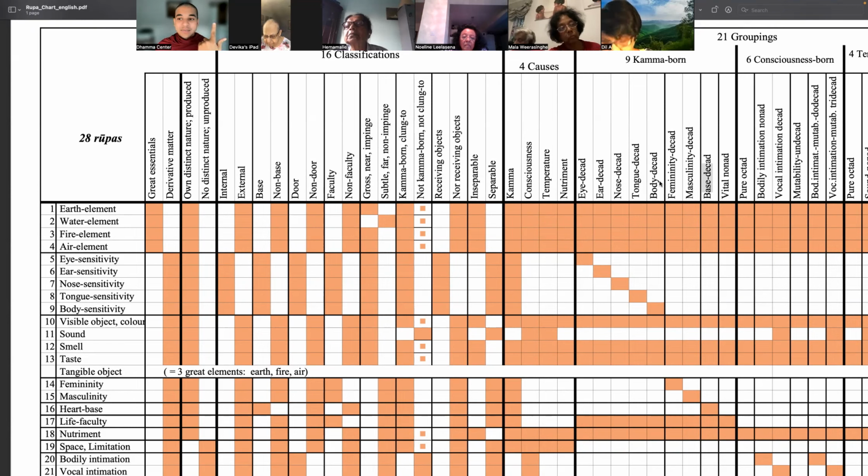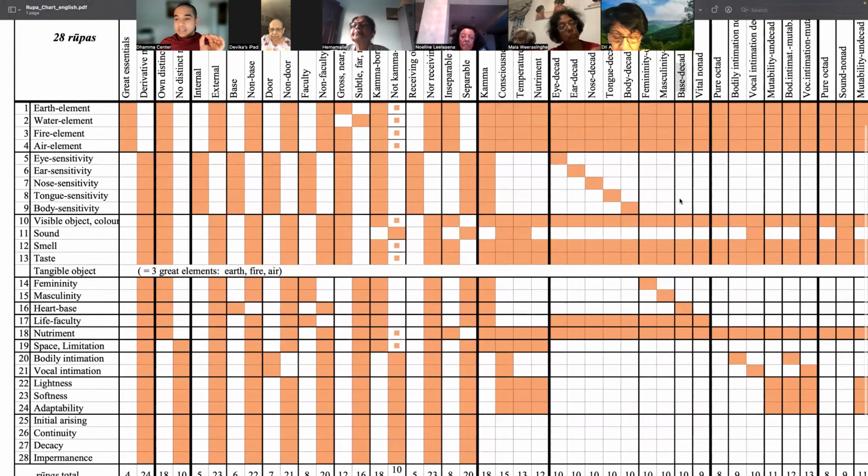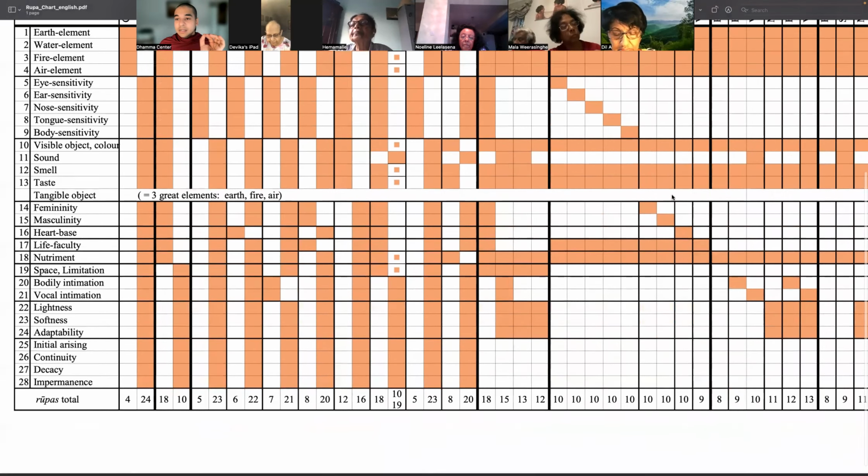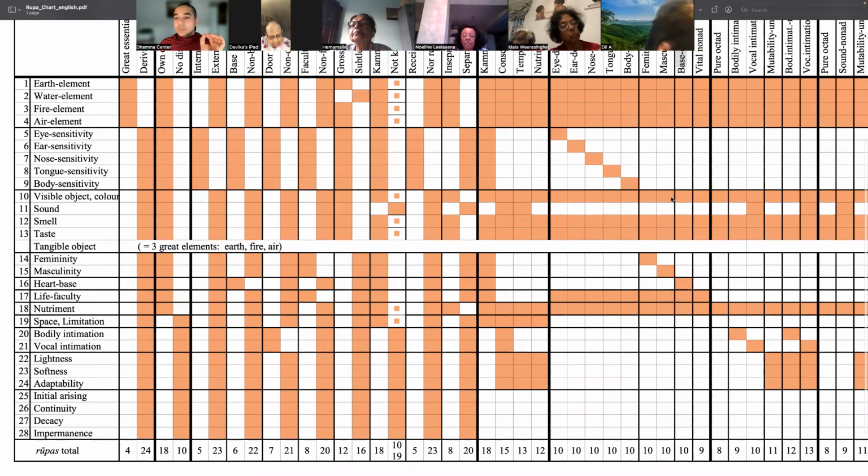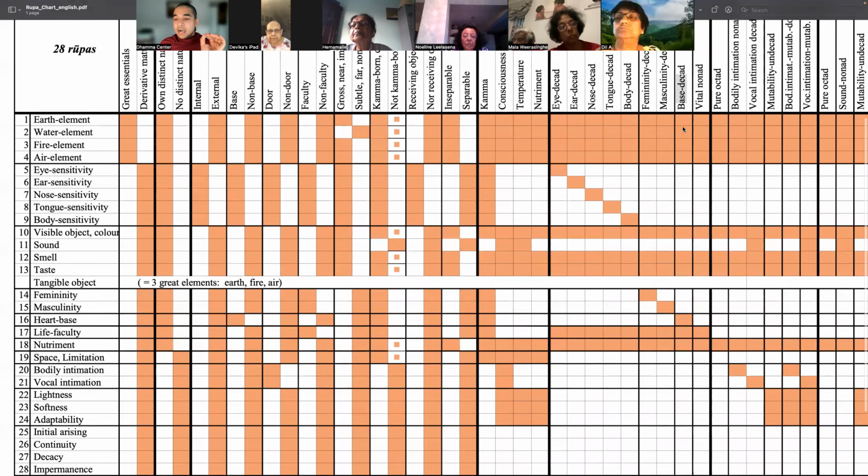Do you understand? It is those four that arise at rebirth. Is that clear for everyone? Right? And then let us look a little bit deeper. In all of those, what we have is the base decad, masculine, feminine, and body decad.